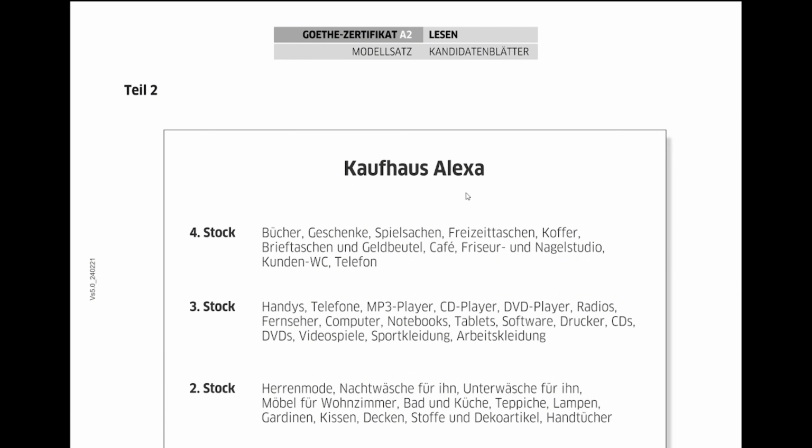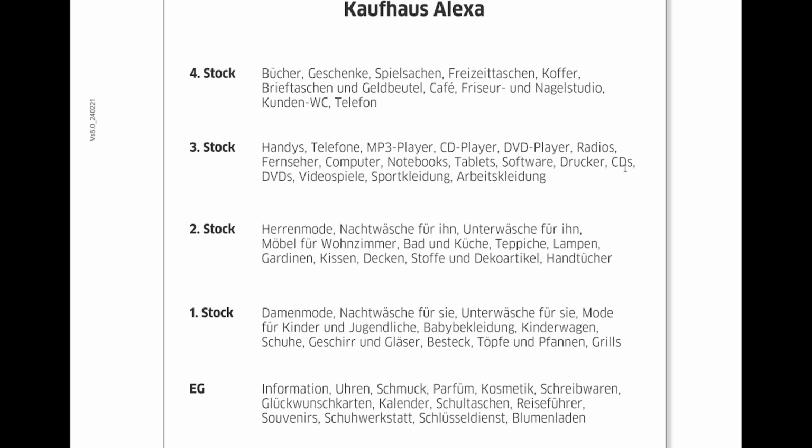So this is Kaufhaus Alexa, so shopping center Alexa, and they have information about the different floors that they have in this shopping center. So you have vierten Stock, which is 4th floor. So over here they have told you what you will find on the 4th floor. For example, Bücher, books, Geschenke, gifts, telephone as well, and Kunden-WC, which is a customer washroom or toilet. Then in the same way, for the other floors, they have told you what are the different things that you will find or the different shops that you will find.